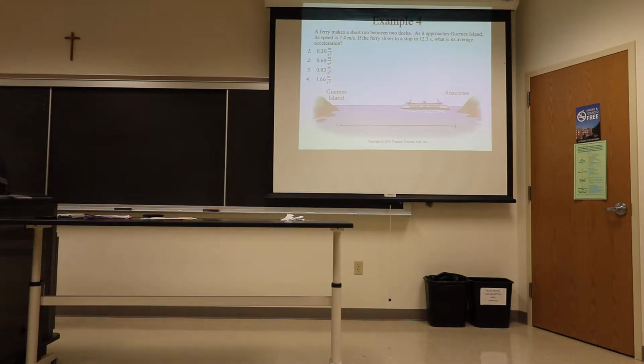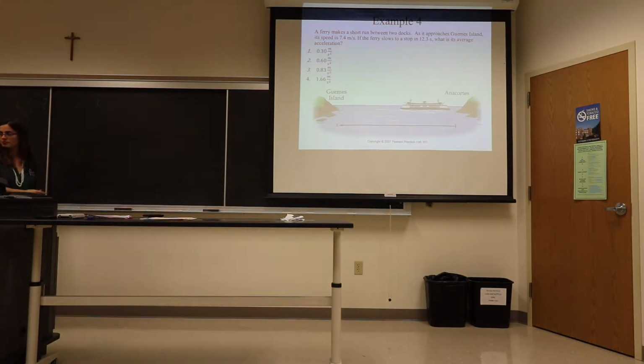Then I want you to write down your variables that are given. So in this case, it's making a run between two docks. It slows to a stop in 12.3 seconds. So I know that delta t is that 12.3 seconds.